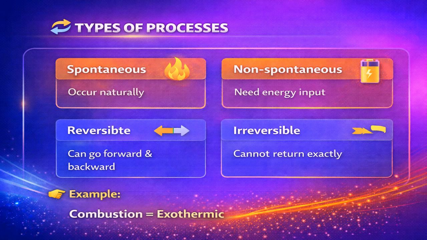Chemical processes can be spontaneous or non-spontaneous. Spontaneous reactions occur naturally, while non-spontaneous reactions require energy input. Also, some processes are reversible, meaning they can go forward and backward, while others are irreversible.